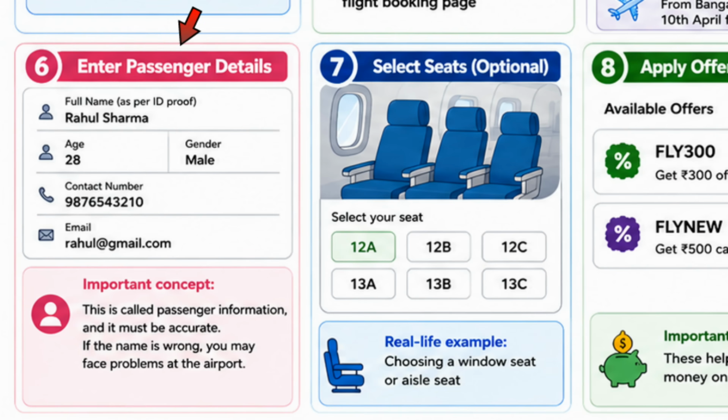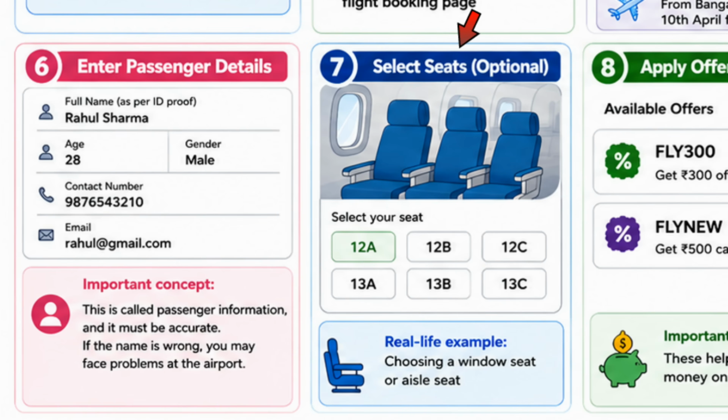Step 6. Enter passenger details. Now you must enter passenger information carefully. You need to fill full name, age, gender, mobile number, and email address. Passenger details must match your ID proof. If the name is wrong, you may face problems at the airport.